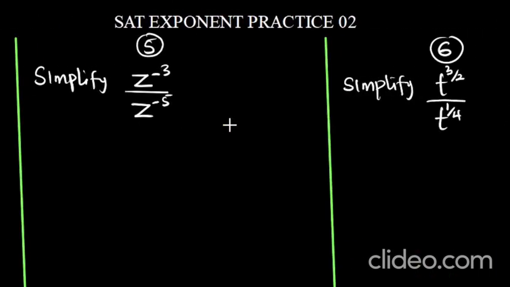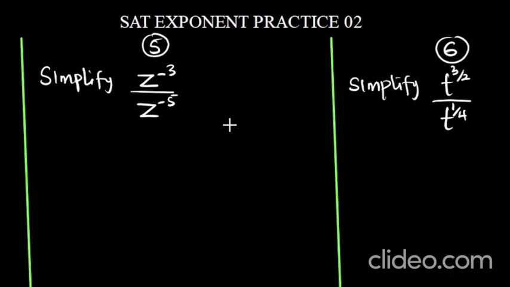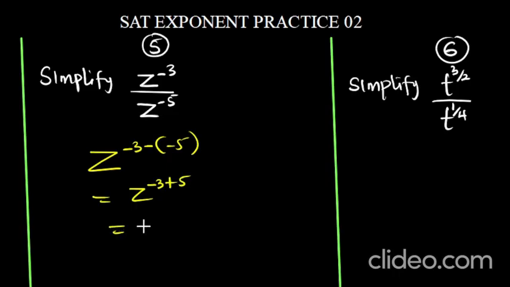Then for number 5, this is the same base, so subtract the powers. z to the power of negative 3 minus negative 5. This becomes z to the power of negative 3 plus 5. So this is equal to z to the power of 2, since negative 3 plus 5 is 2. So this is z squared.